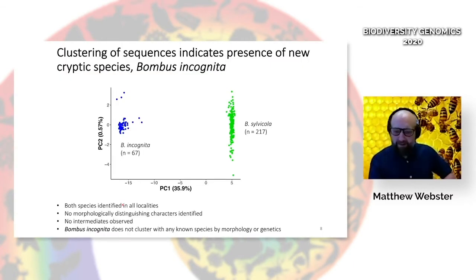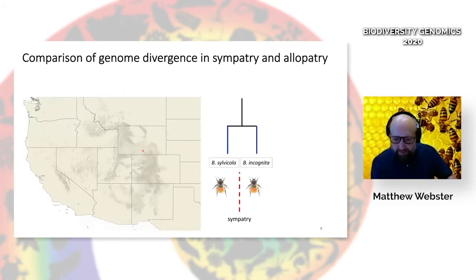Much to our surprise, we identified 2 distinct clusters when we analyzed this data. Both clusters were observed in all of the 7 localities and had no clear morphological differences. After extensive analysis with other published data sets, we inferred that one of these clusters belongs to a new species, which we call Bombus incognita. So this gives us the opportunity to study how divergence has occurred on the genomic level in two species that are found in sympatry and likely to have had the opportunity for gene flow during their evolution.